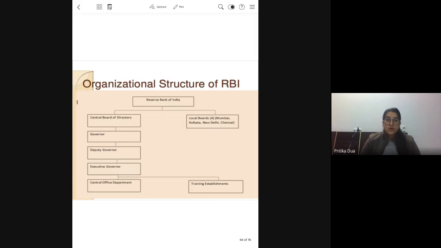This is what the organizational structure of RBI looks like. The central board has four local boards. Now, there is a central board of directors and there are four local boards situated in each of the metropolitans. So, Mumbai, Kolkata, New Delhi, and Chennai. Then, at the forefront, you have the governor, then the deputy governor, executive governors. And apart from that, RBI is also running training establishments and has a central office department. So this is just to give you an idea of the structure of working of RBI.